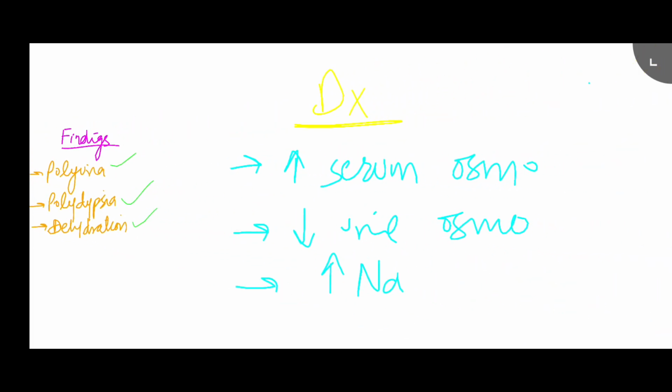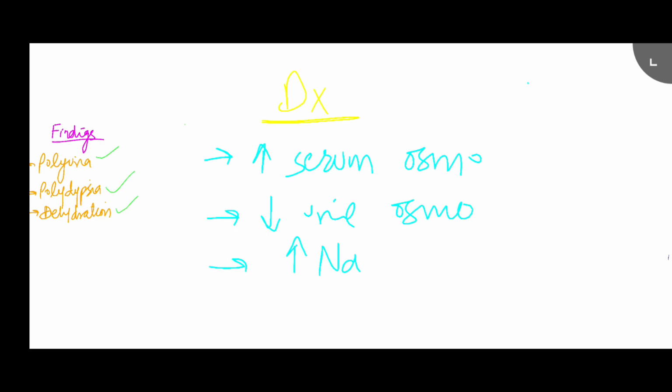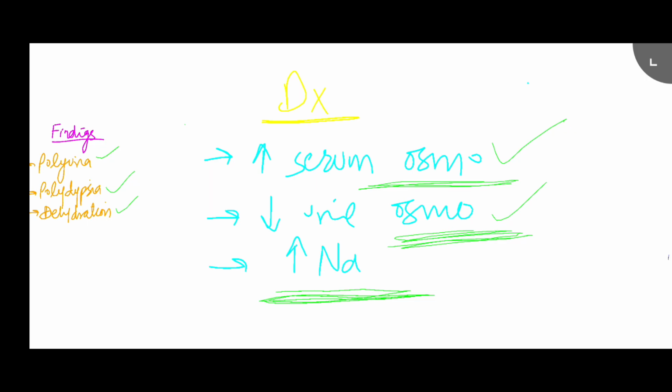So let's go towards how you're going to diagnose. The patient is producing a large volume of urine, so urine osmolality will be low. You have dilute urine and you have concentrated plasma. So increased serum osmolality, decreased urine osmolality, and hypernatremia, because you are losing fluid in your urine, so your plasma is more thickened, so there will be hypernatremia.